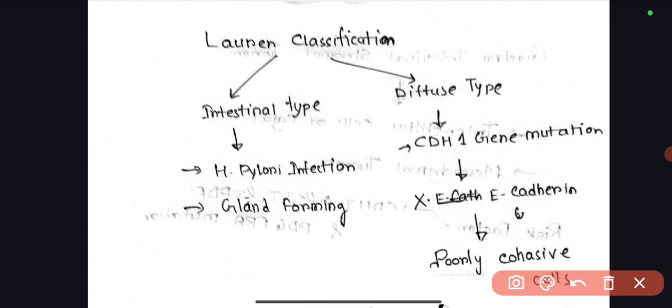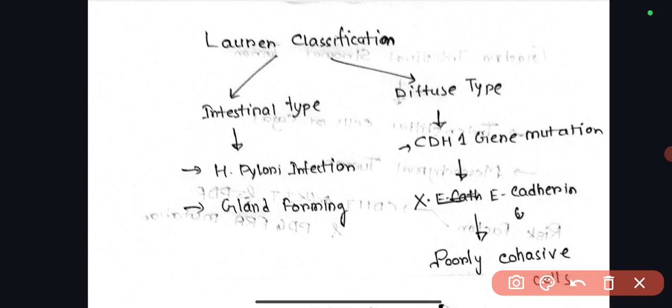Now, histologically, gastric adenocarcinoma can be classified into two types: intestinal type and diffuse type. And this classification is known as Lauren classification. So according to Lauren classification, gastric adenocarcinoma is divided into intestinal type and diffuse type.